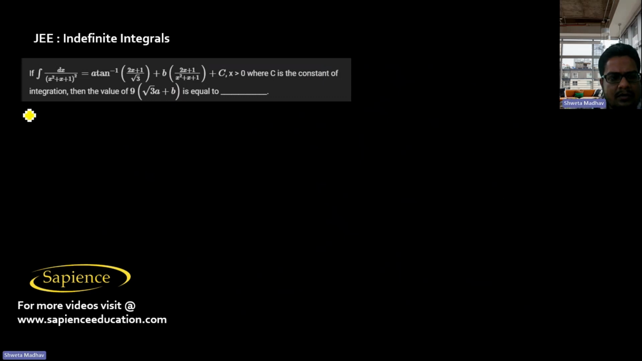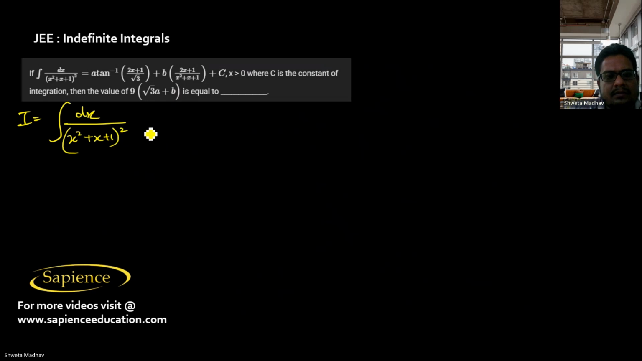So now here we have to do the integral dx by x plus x square plus x plus 1 whole square. This we can write as, now this 1 by x square plus x plus 1 whole square can be written as a by x, okay.